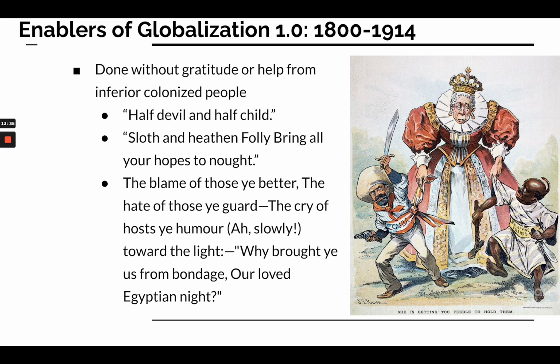And Kipling is saying that the colonized people are much the same. They're not grateful for having been brought out of their less enlightened, more barbaric ways. They wish, and they tell the Europeans that they wish they'd just been left in their condition of slavery and unenlightened condition.